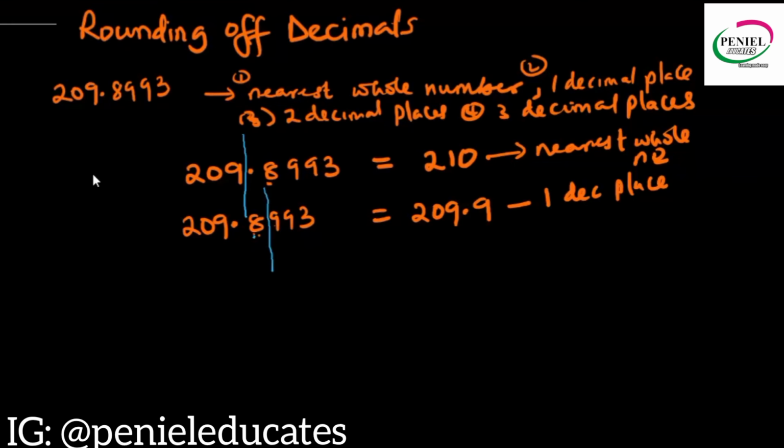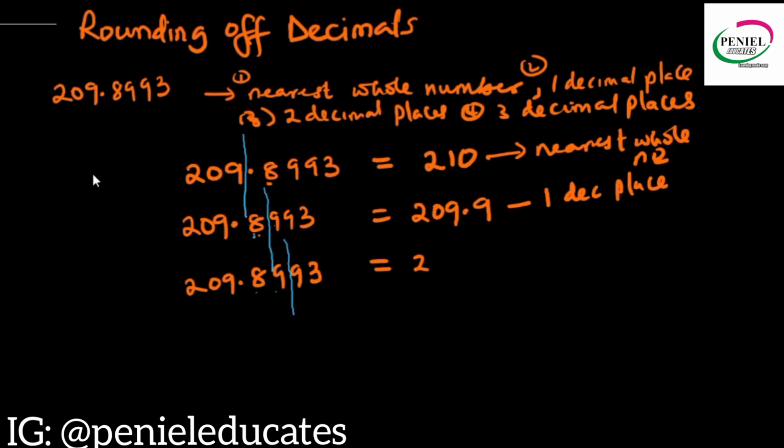Now let's convert to 2 decimal places. We have 209.8993. So our first decimal place, that's 1 decimal place, 2 decimal places. Then we'll draw our line here, 2 decimal places. Now we look at this particular number that's outside the line that is drawn. This is 5, this is between 5 and 9, so we convert it to 1. Once we add to this 89, this one becomes 90.